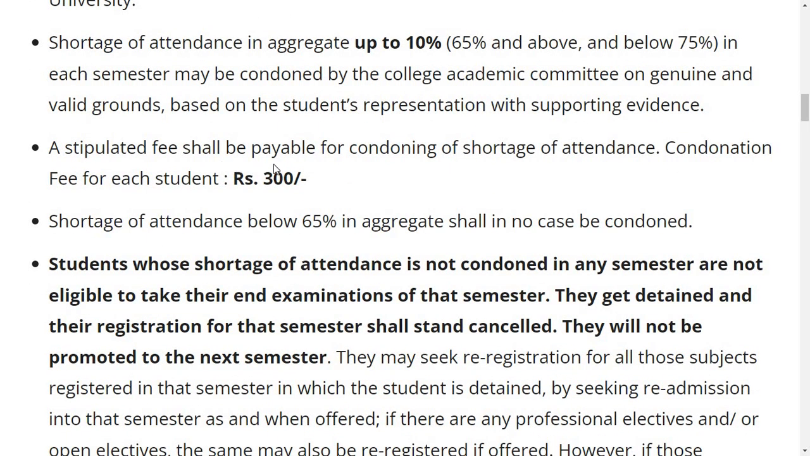The stipulated fee shall be payable for condoning the shortage of attendance. Condonation fee for each student is 300 rupees. But I have heard that so many colleges are asking for more than 10,000, 20,000, 30,000 like that. Don't pay that much, because for attendance you can pay up to 10,000. If you have very low attendance, like 20%, 30%, then you can pay up to 10,000. But if they are asking for more, then request them to reduce it.